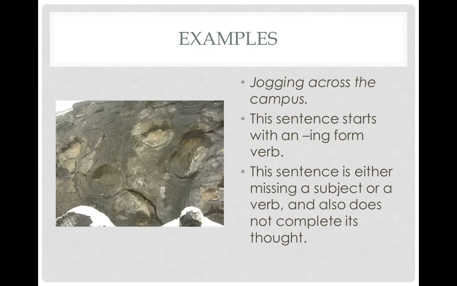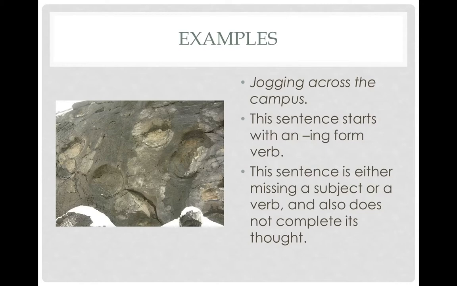Try this. If you want jogging to be the verb of your sentence, who is jogging? Your subject needs to be the person jogging. The only noun in our sentence is campus. Campuses clearly do not jog. You need a person in the sentence. You might write, Scott is jogging across the campus. You added the word Scott. You also added the word is. You needed to add another verb to the sentence to make it work.